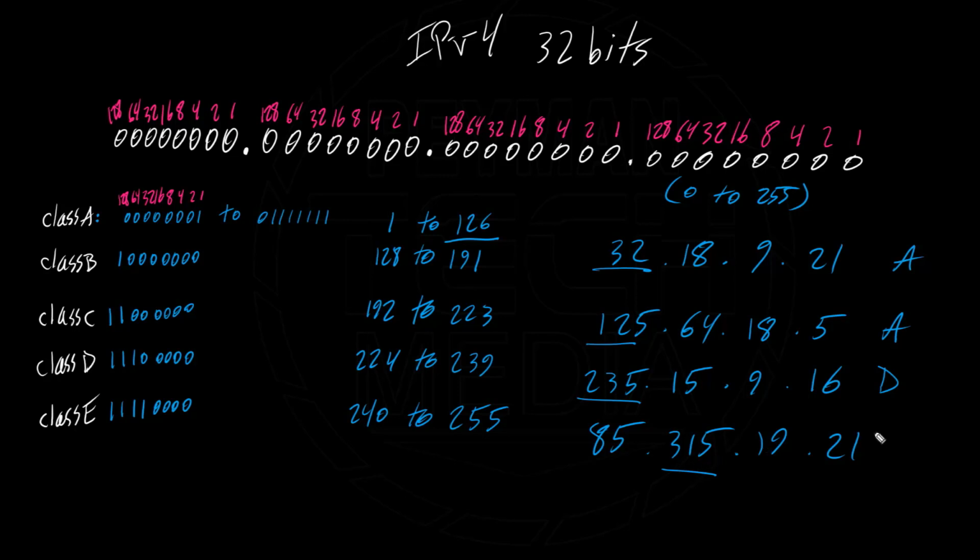So this was kind of a tricky question. Be careful, this is not a valid IP address. If this was a correct number between 0 to 255, then looking at the first octet, 85 still falls into class A, so it would be a class A IP address. But 315 is not a valid number in an octet, so this is not a correct IP address.